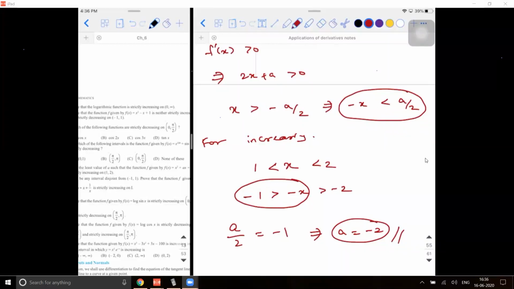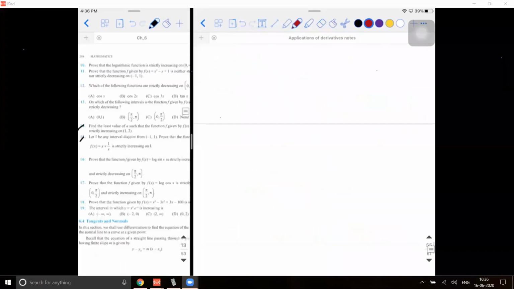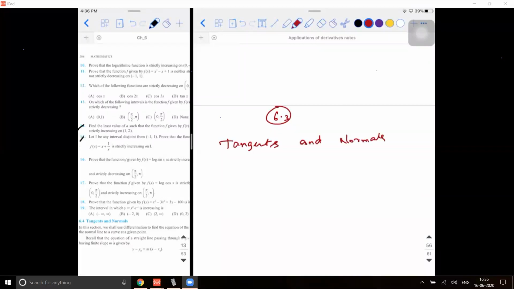Right? So one last problem in this exercise, or else I'm leaving this to you. People do it. I'm not getting responses, so I'll go to the next exercise. I'll teach that. You can start working on that. So the next exercise is called tangents and normals. Okay. So this is the third application of derivative.